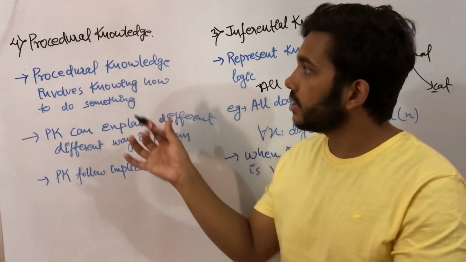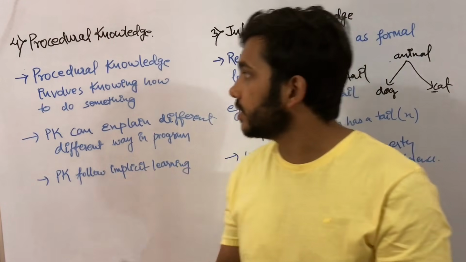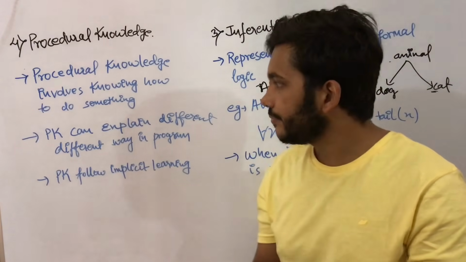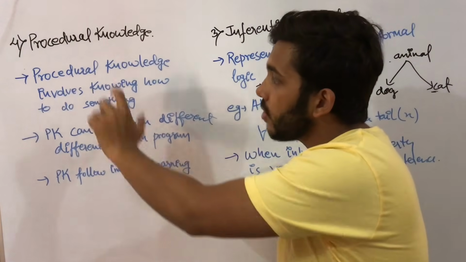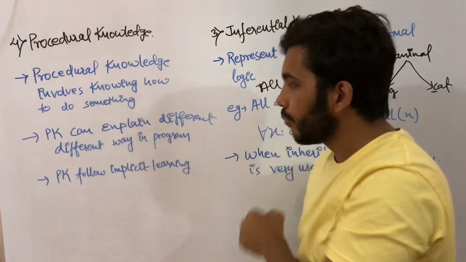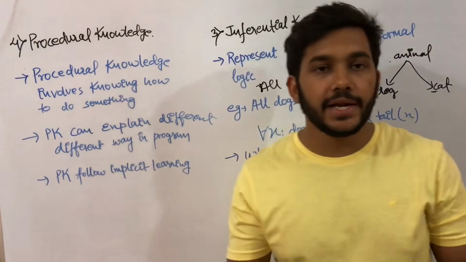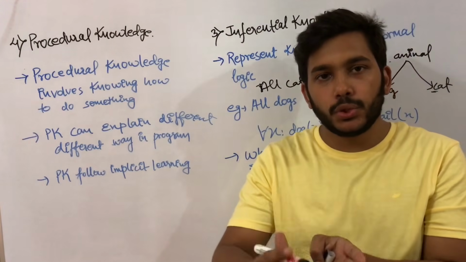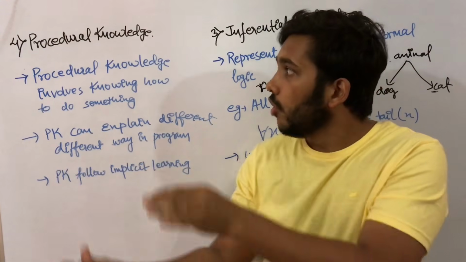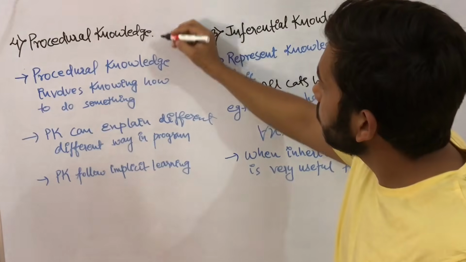Now coming to the fourth, that is procedural knowledge. What is procedural knowledge? Procedural knowledge involves knowing how to do something, or you can say it explains different ways in programs. It is applied when facts are given and these facts follow some procedure.